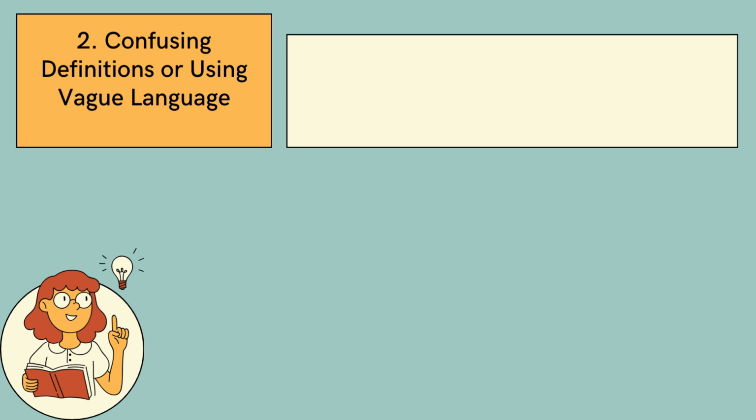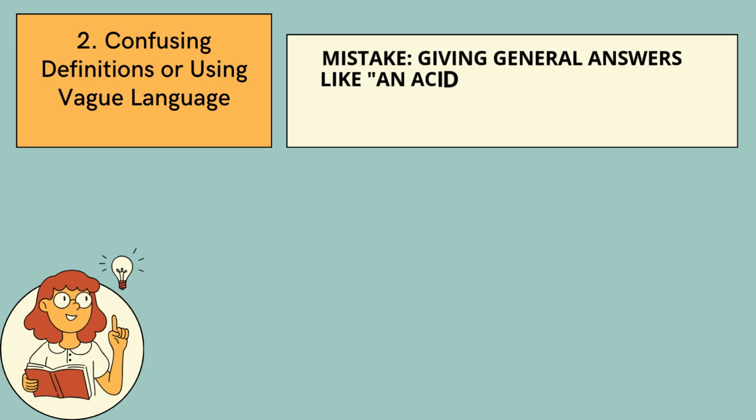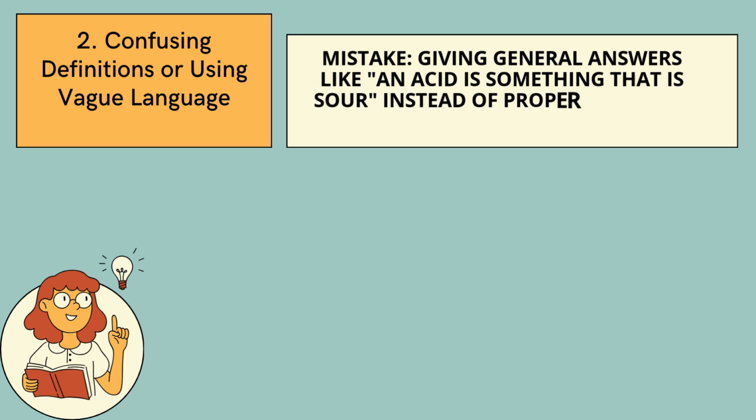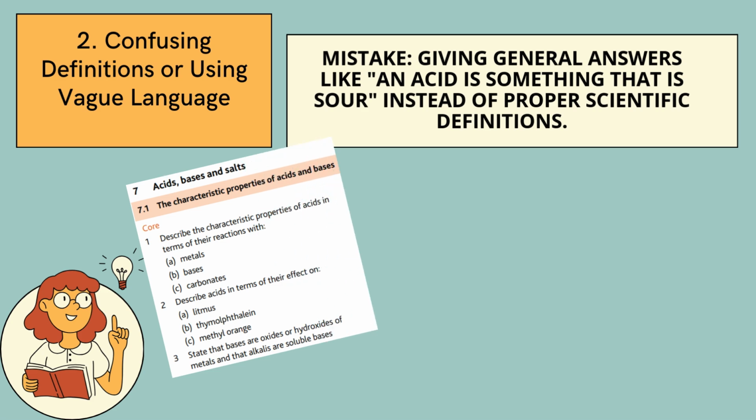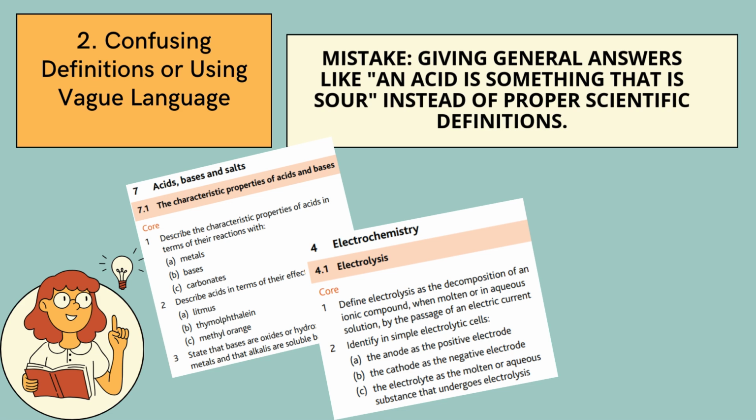Mistake number 2 is confusing definitions or using vague language. Don't describe your answers like "an acid is something that is sour." No. We all know an acid is sour, but what is the exact definition? You can learn the definitions of all the common words from the IGCSE syllabus, which is uploaded on the Cambridge website. I'll link it below. Use the proper scientific definitions which are given.